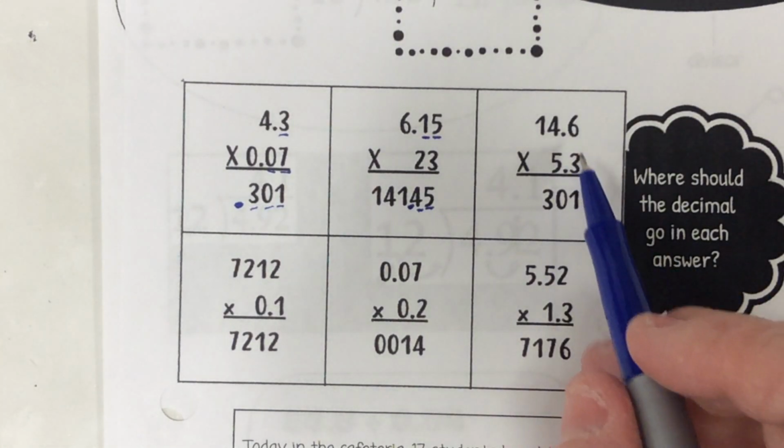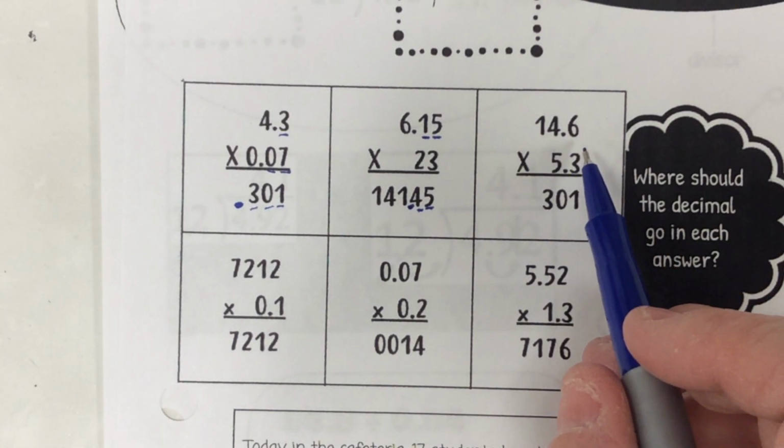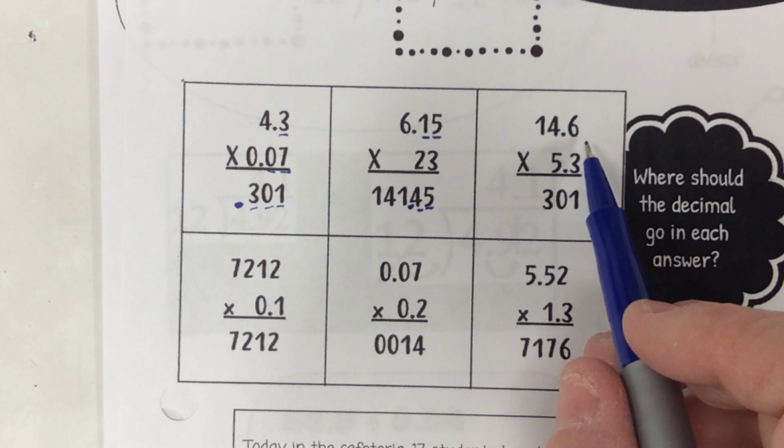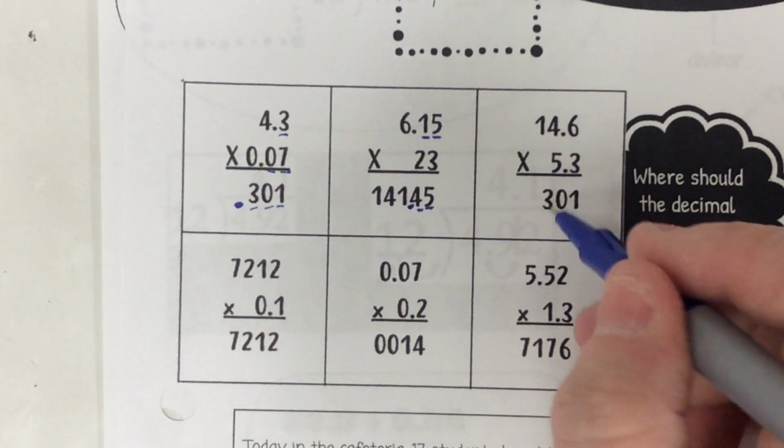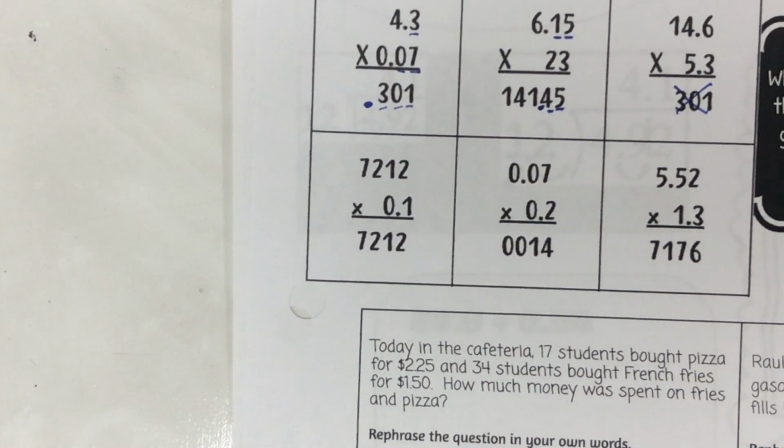I think this one has actually some decimal places here. I think this one is off, actually, because 15 times 5 is 75. I think this one has a typo. Sorry. Ignore that one.